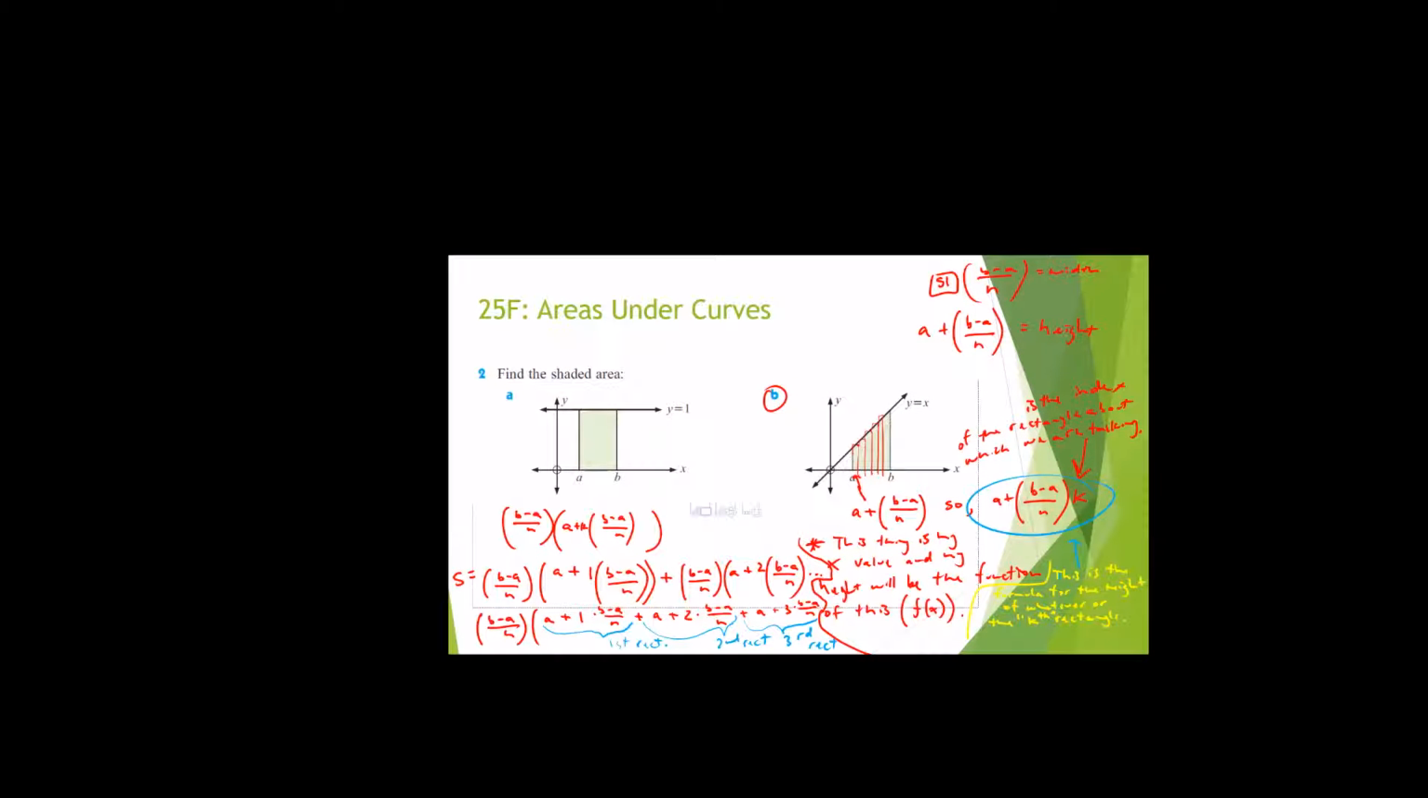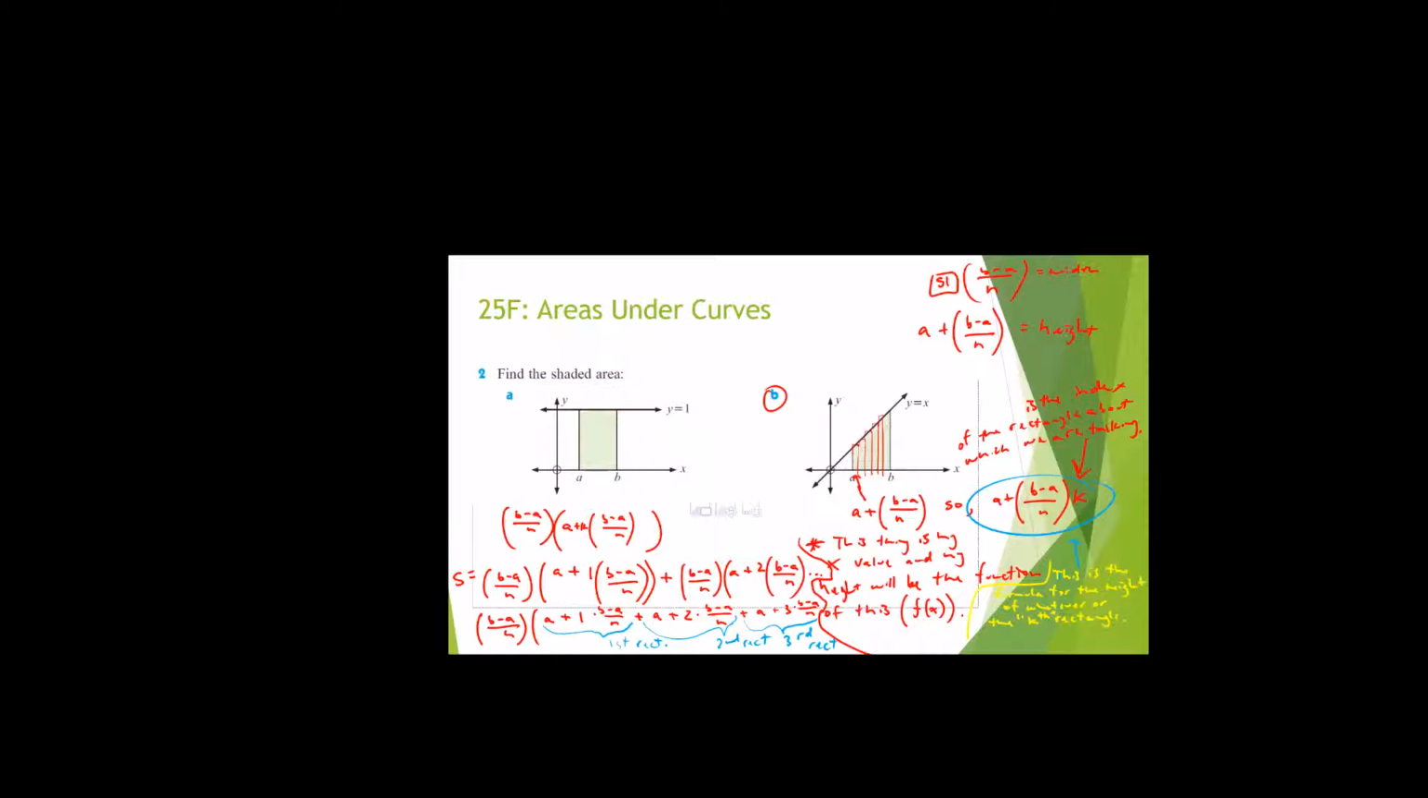Okay, we're looking again at areas under curves, and we're looking at 2b. Our first step is to try to write some expressions that will allow us to find the area of each of these individual rectangular intervals. So step one is to see if we can figure out how to write an expression for the width of each of these rectangles.